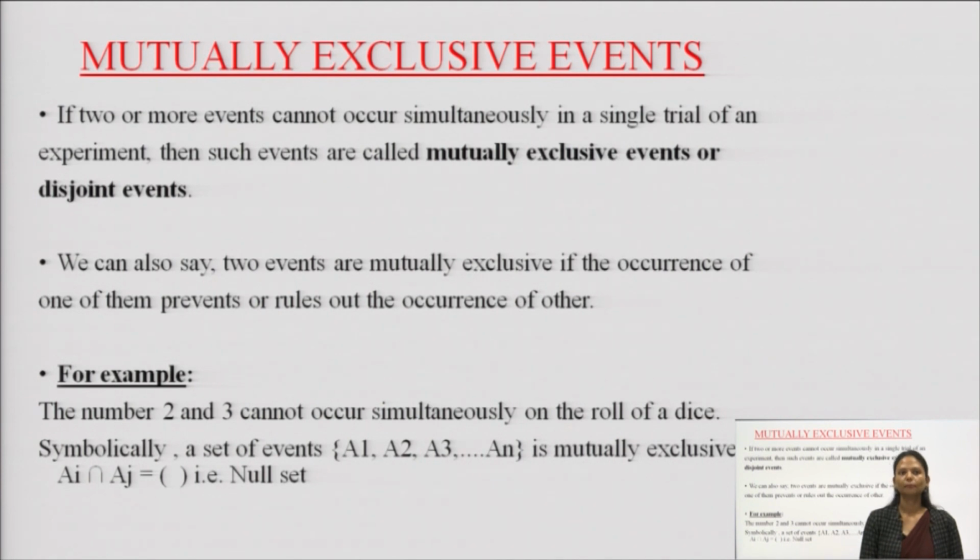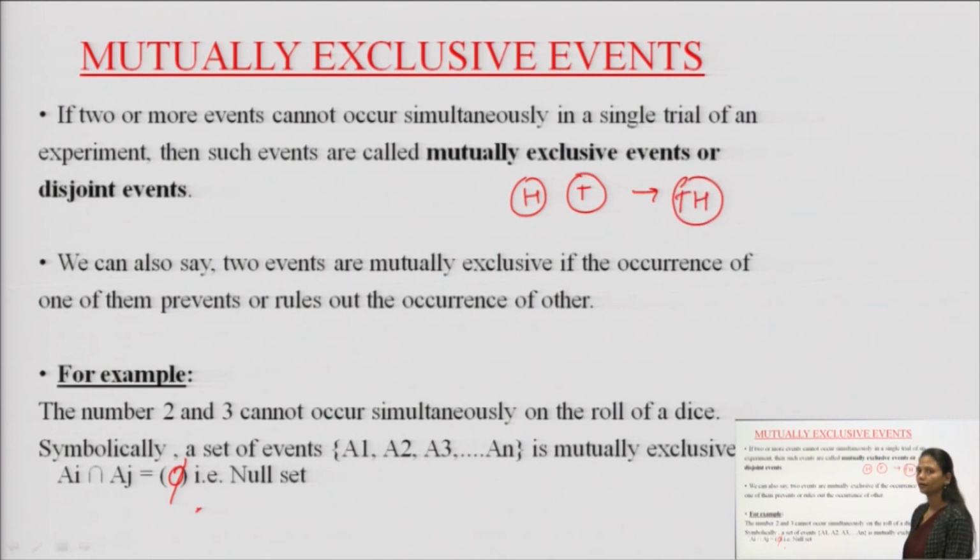For example, the numbers 2 and 3 cannot occur simultaneously if I roll a dice. Therefore, the set of events A1, A2, A3 till AN is mutually exclusive if Ai intersecting with Aj is a null set. Now, if I throw a coin, I have 2 possibilities, either it could be head or it could be tail, but it cannot be head tail or tail head. So, this is not possible, they are mutually exclusive events, either head can come or tail can come.